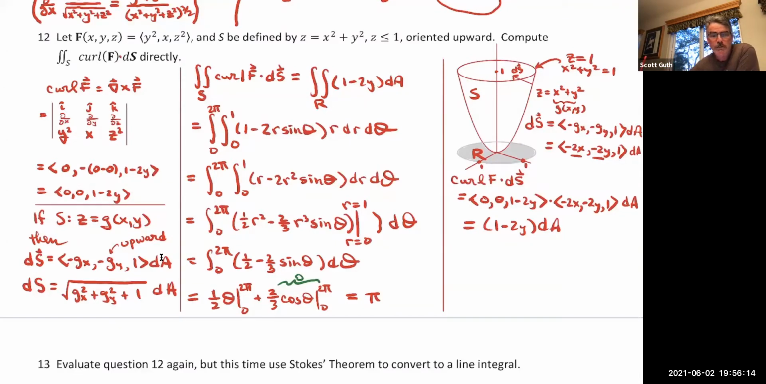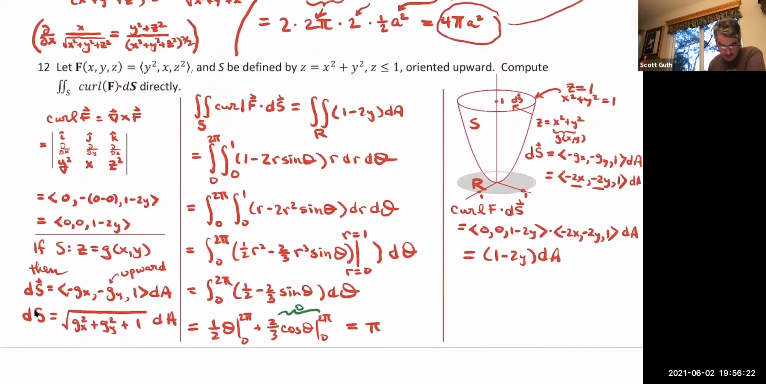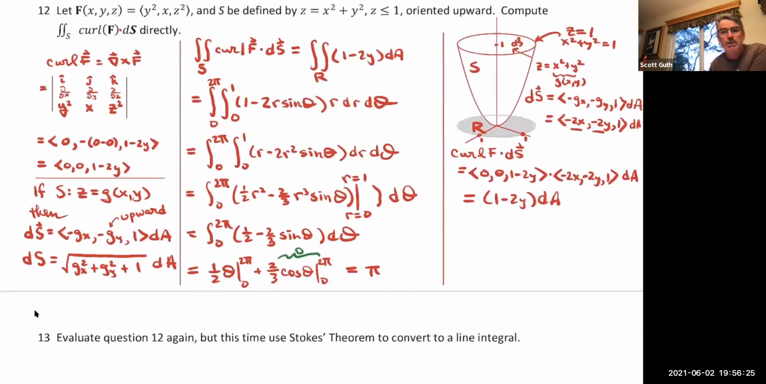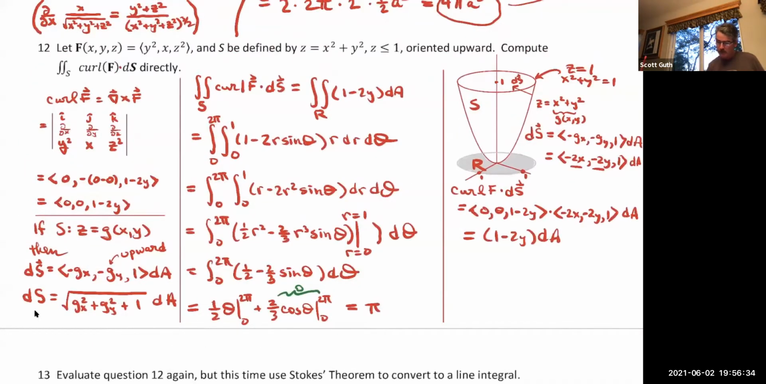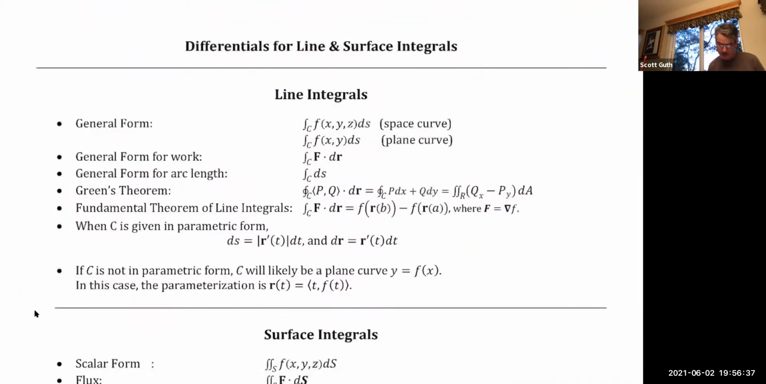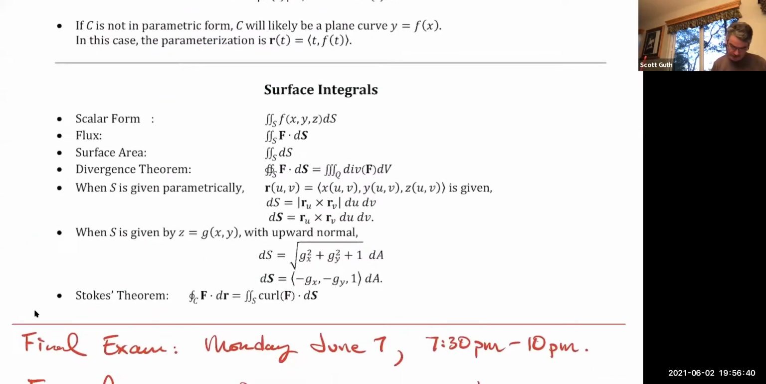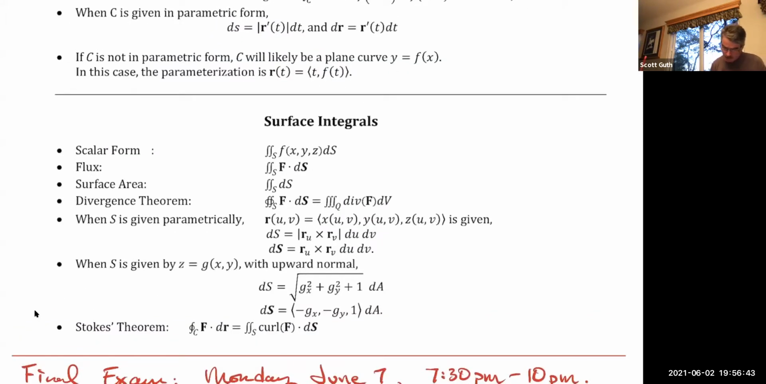Any questions on 12? Okay, we only have 2 more, I think. Number 13 asks us to do number 12 again, but to use Stokes' theorem to convert it to a line integral, which is just crazy when you think about it. Let me remind you again, Stokes' theorem is on the first page. Where is it? Right here, the very last one. So we just computed the right-hand side here of Stokes, and you can convert it into a line integral, which looks easier. F dot dr. I love the idea of that.